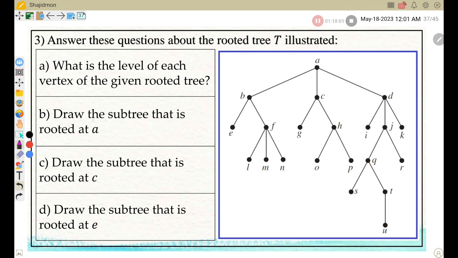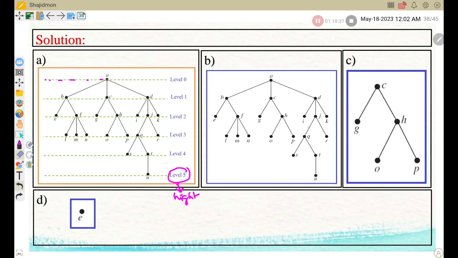Now next question. Draw the subtree rooted at A. Starting from A, what is the subtree? A means the main root. Starting from A means the full graph. See this branch and this branch, every branch: we need to draw the full tree. Every tree is a subtree of itself. So the subtree rooted at A in this graph is the full tree, and the answer will be like this. The full tree we need to draw here in the B part.